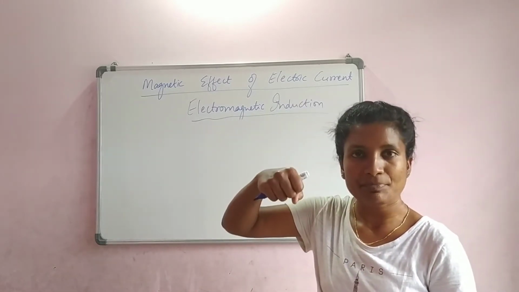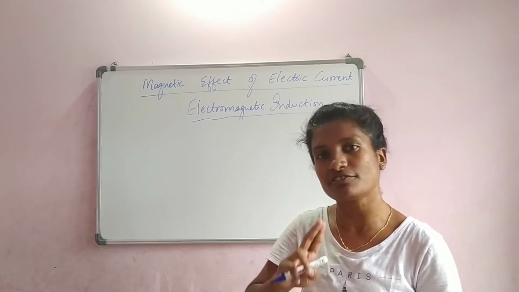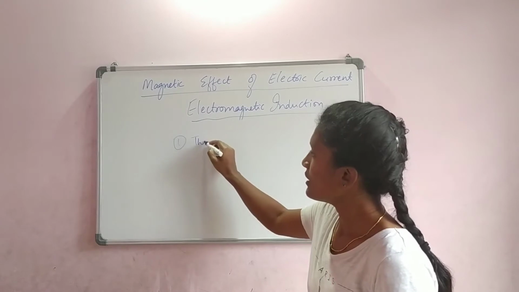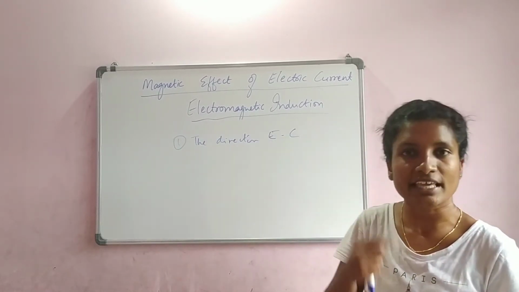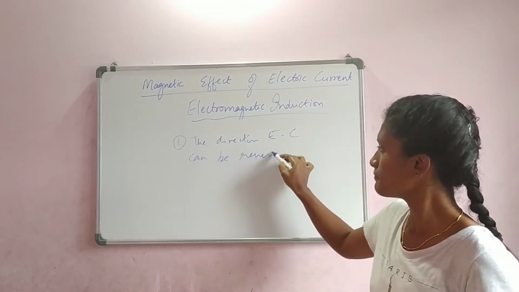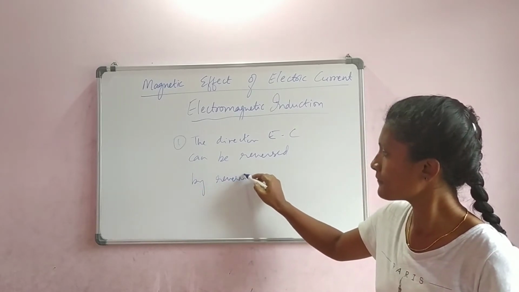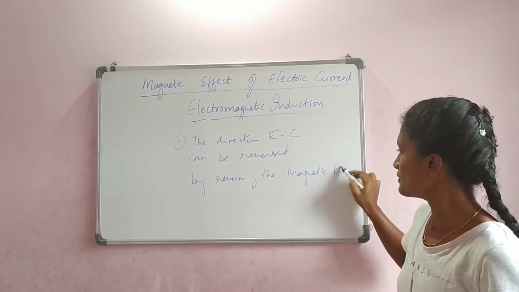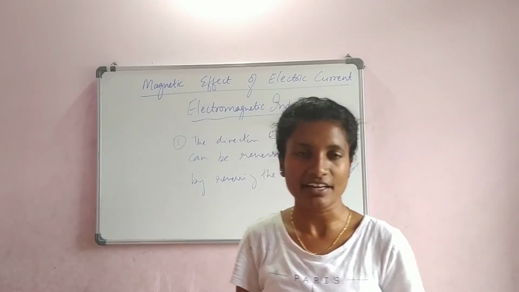When I pulled it up, the direction was from B to A. When I pulled it down, the direction changed from A to B. So the first observation we made was that the direction of electric current can be reversed by reversing the magnetic field. Okay, so what did we do? We reversed the magnetic field.